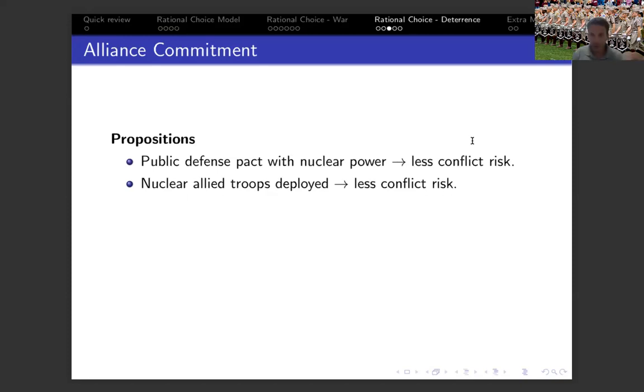A more extreme version, or a more practical version of that, you can say, is that this commitment requires more than just a verbal act. So in this case, the proposition is that a nuclear power has to deploy troops into its protege in order to make the commitment stronger, and that's going to reduce the risk. So that's the second proposition. A verbal act is not enough. You also have to deploy troops in this case.